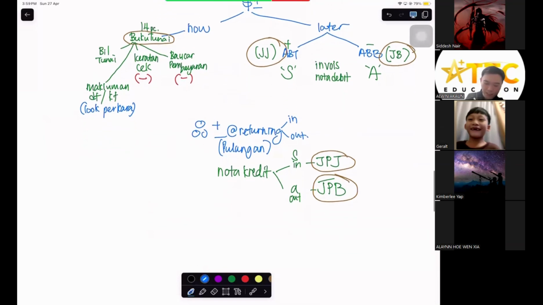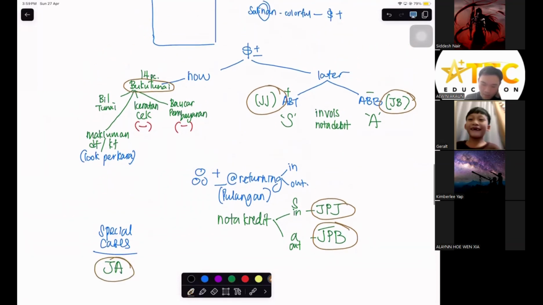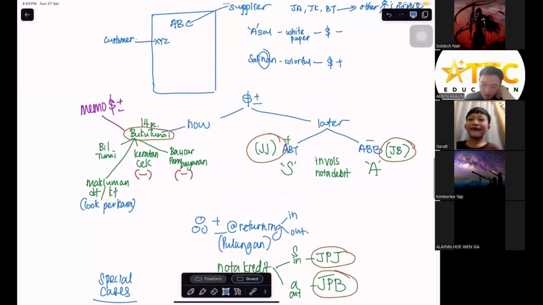Now, then we have some special cases. Special cases where there will be involving journal. Okay. Now, there's also another special document. If the special document you see is a memo, talking about money out or in, that will also be buku tunai. Okay, money in, modal tambahan. Money out will be ambilan. Or you want to say there's a derma.